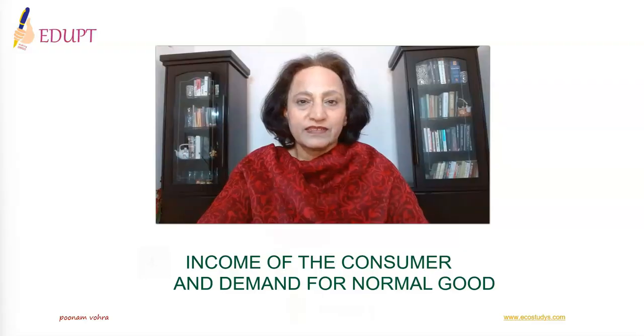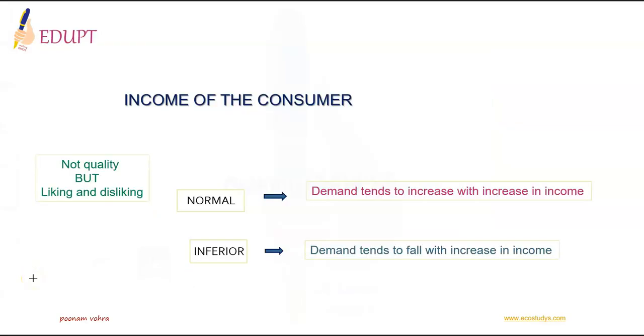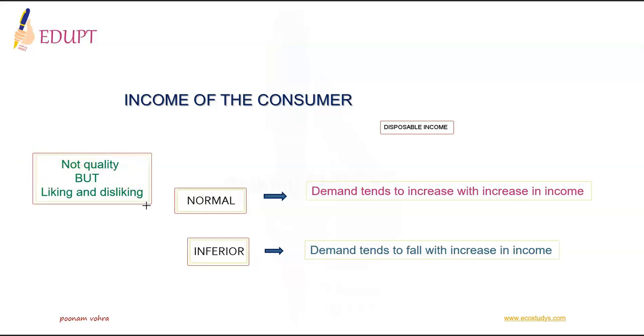So let's begin. Income of the consumer also affects demand for a commodity. When we talk about income of the consumer, it actually means disposable income. Here, a distinction is made between a normal good and an inferior good. And this distinction is not based on the quality of the good, but on the basis of likings and dislikings for the good that develop with change in income levels.